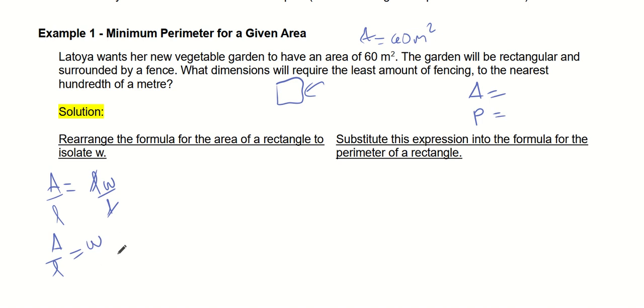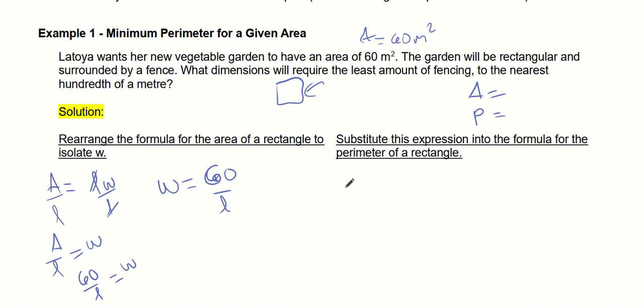And in a sense, we know what A is. A is 60 meters squared. So W equals 60 over L. Okay, so what is the perimeter?